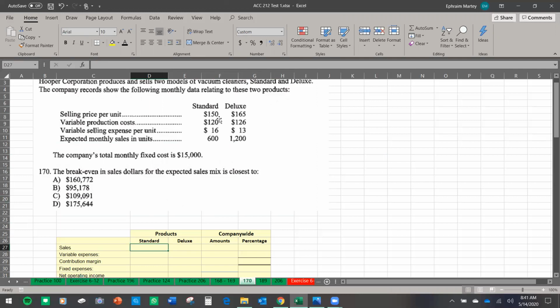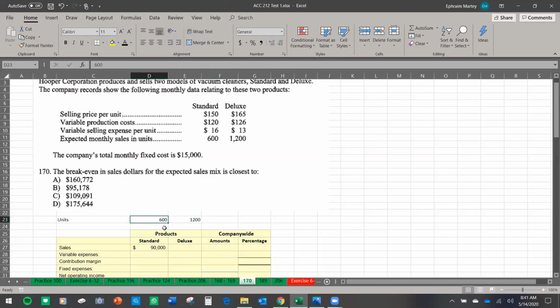We have standard and deluxe. What is the selling price for standard? It's 150, but we are selling 600 units. So we multiply 150 times 600 units. That's 90,000.